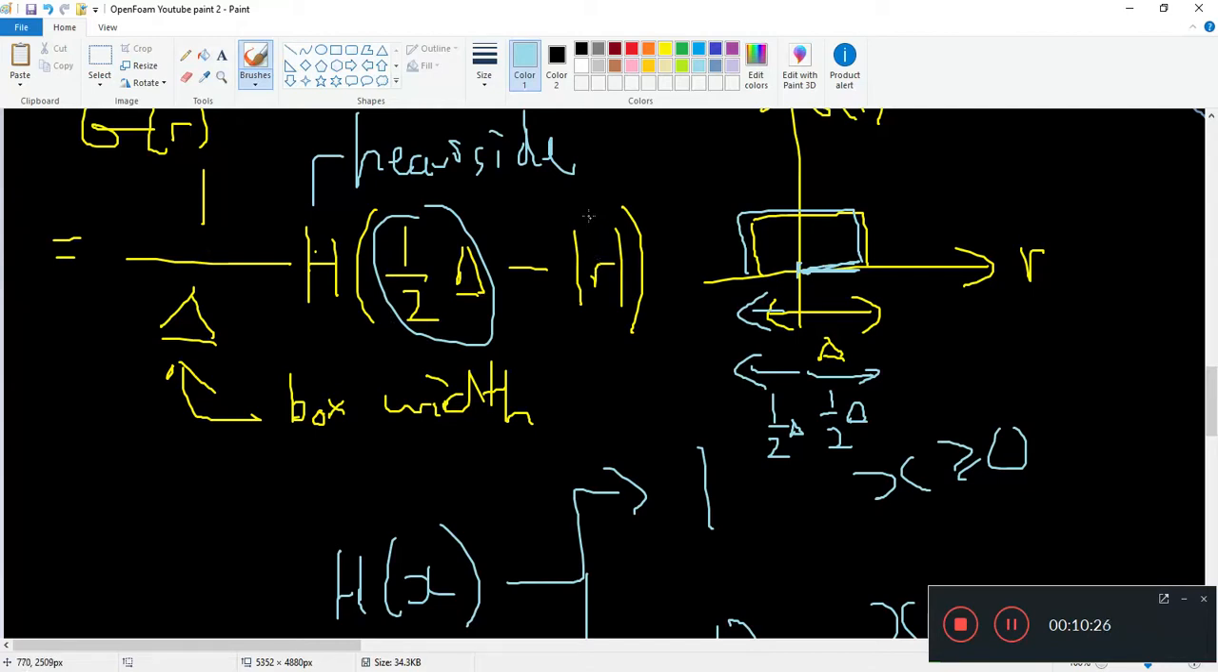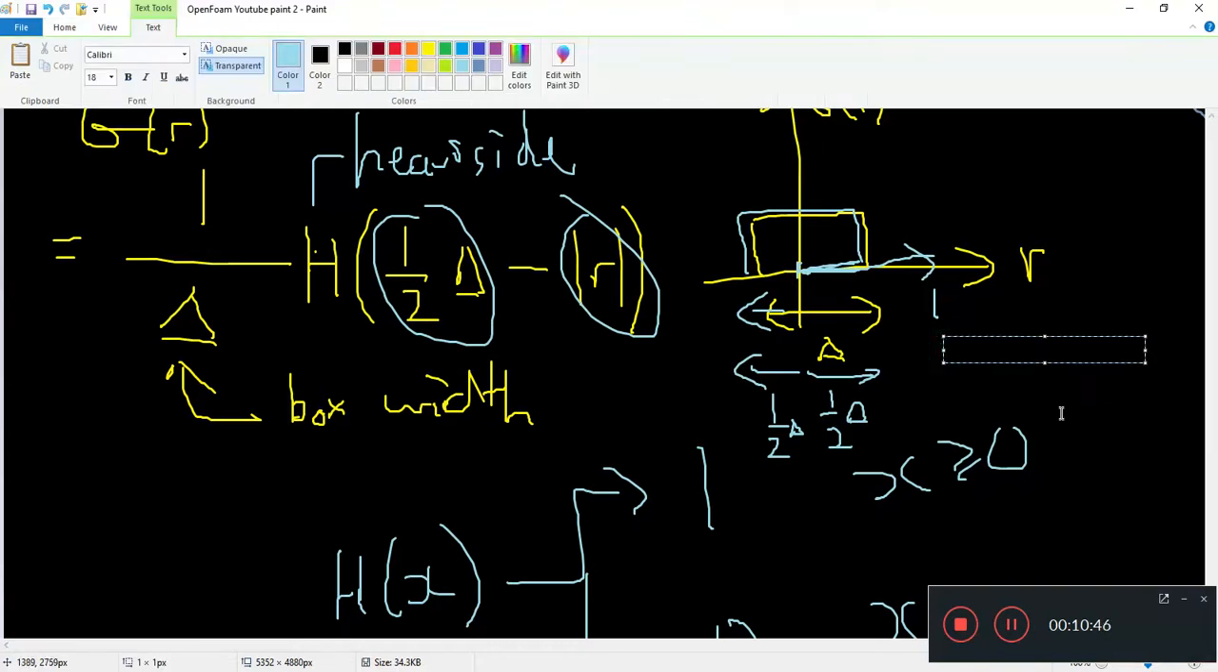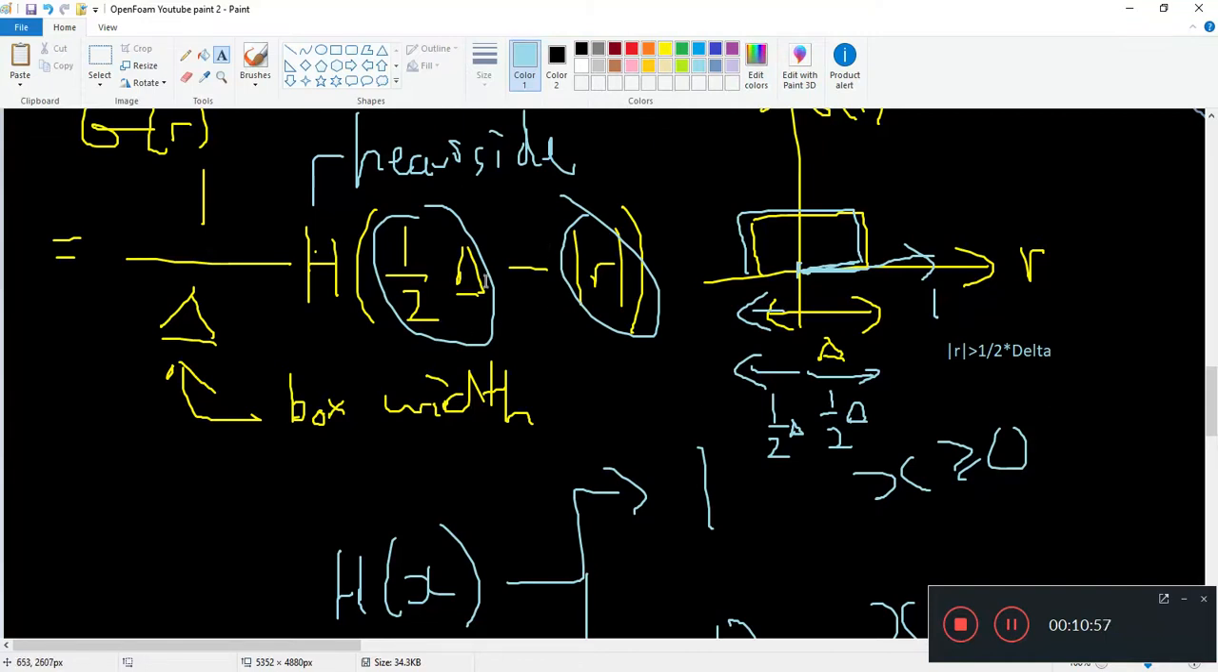So if I increase my distance, because this is a modulus, if I increase my distance more than half, let's say I have r over here, so r is more than half delta, or let me type it even better: modulus of r more than half times delta. The value inside the Heaviside function becomes less than 0, so this Heaviside function should give you 0.